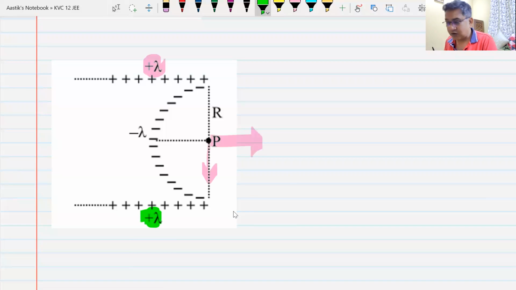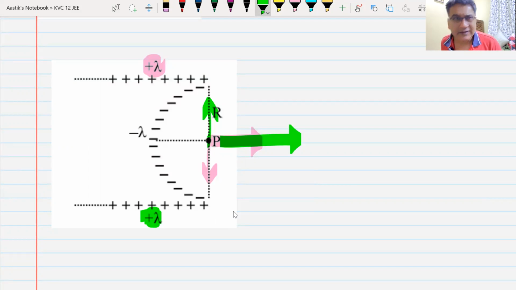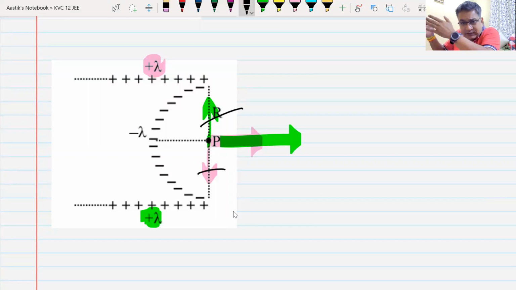Now, let me draw the field of the green wire. The green wire has fields going like this and going like this. Yes or no? Same, lambda by 4 pi epsilon naught, right? So this and this cancel. Lambda by 4 pi epsilon naught and lambda by 4 pi epsilon naught get added up. We get lambda by 2 pi epsilon naught in this direction.